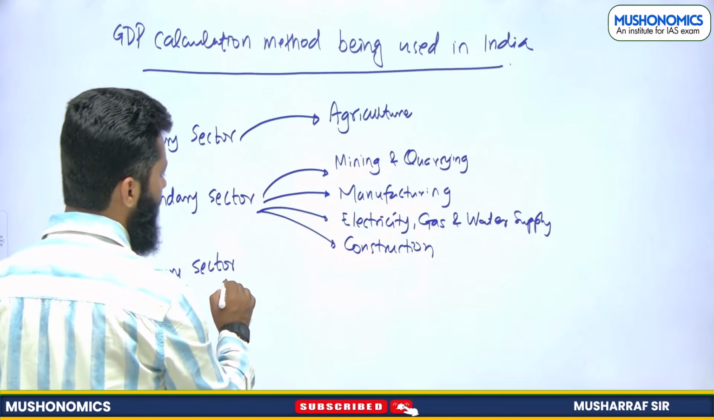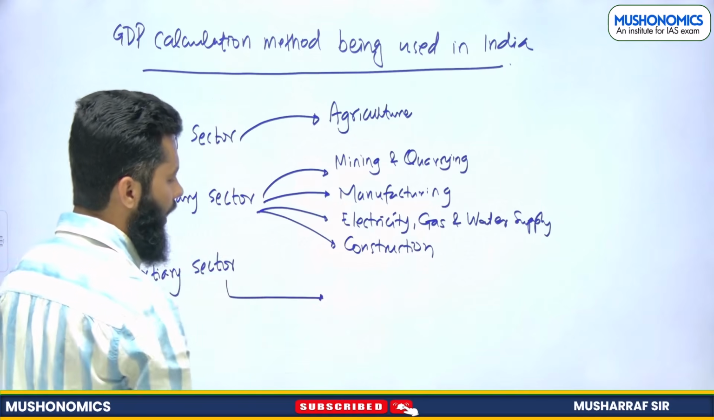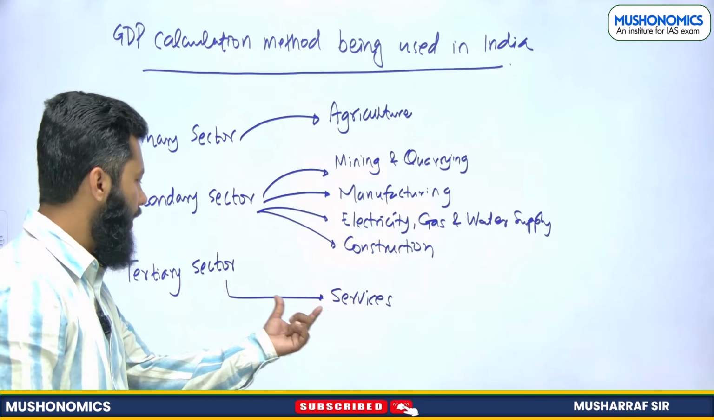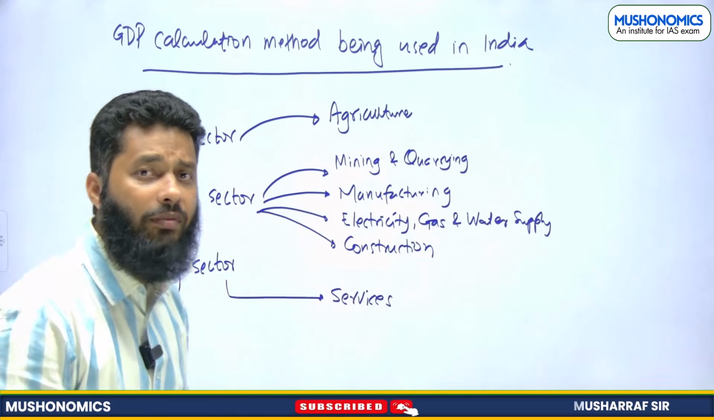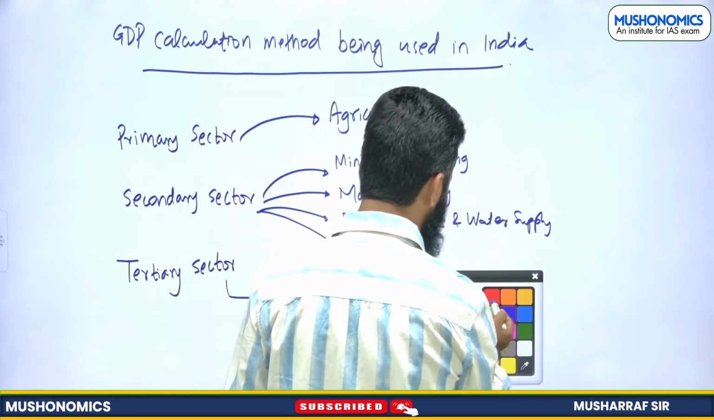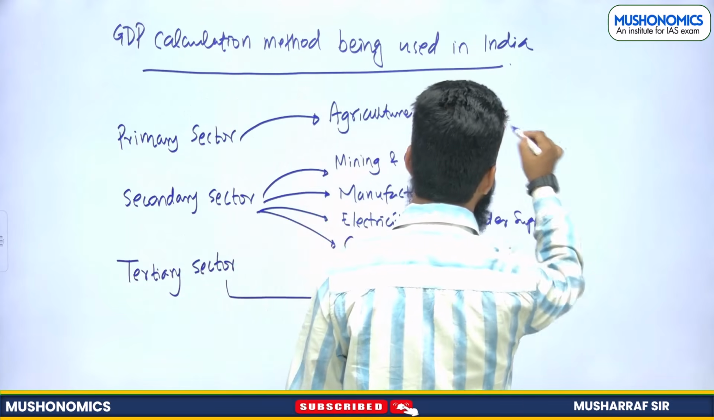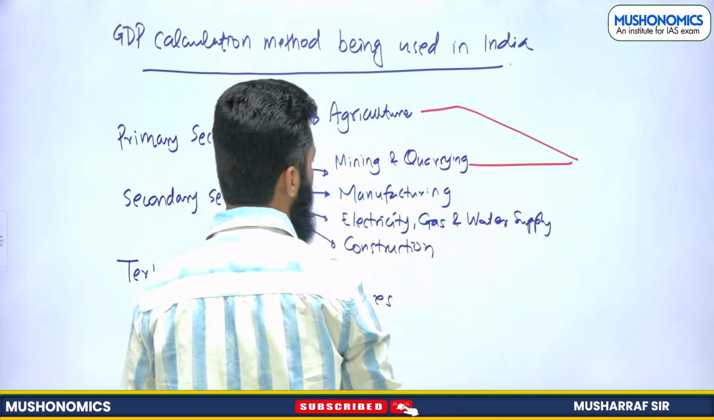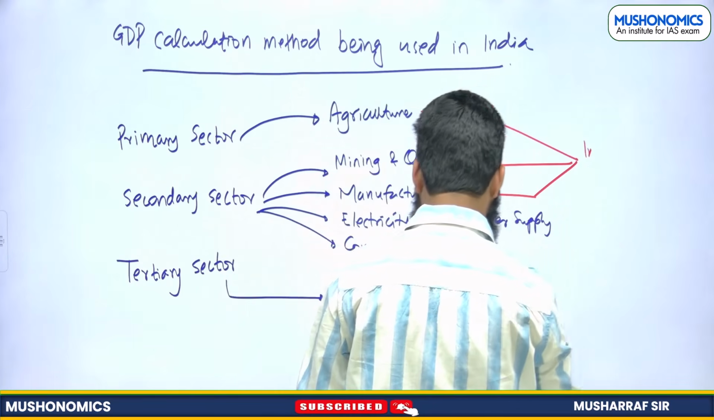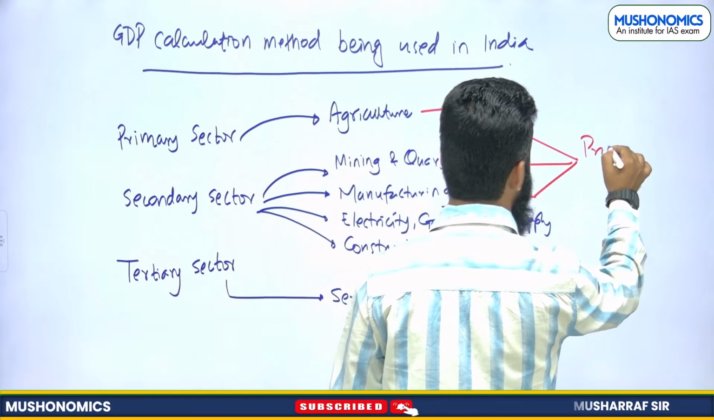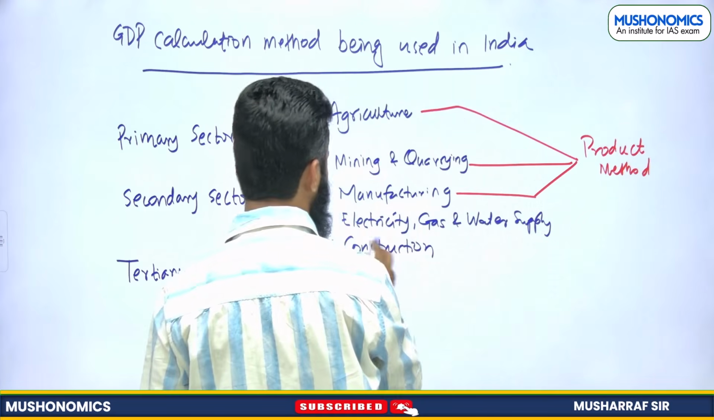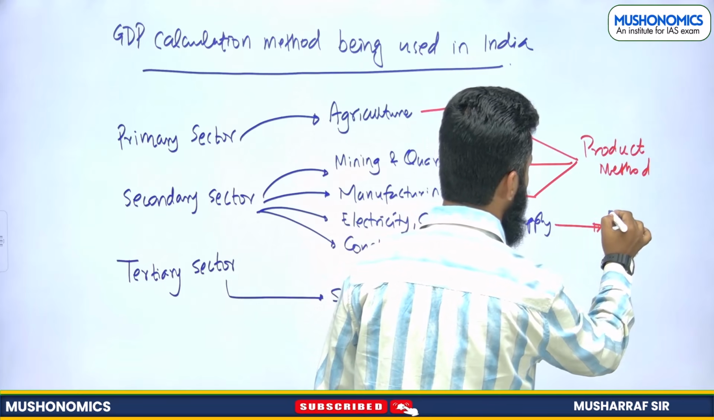And the tertiary sector, we will keep it closed as of now, and we will say all the services are under this tertiary sector. Now which method are we using? For agriculture, for mining and quarrying, for manufacturing, we are using the income product method. Here, for electricity, gas and water supply, we are using the expenditure method.